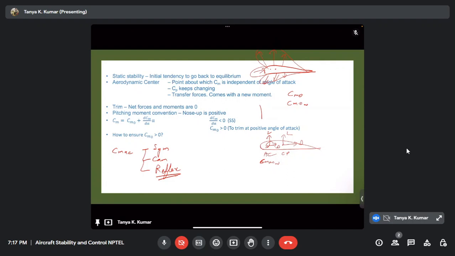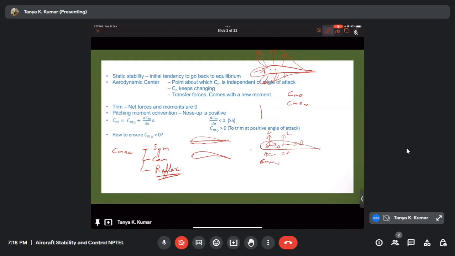Okay, let's start with the shape. A symmetric airfoil has the upper and lower surface the same. The cambered airfoil will be something like this. So what is the reflexed airfoil? Let me just erase this. Here you have CL is CL naught plus CL alpha into alpha.